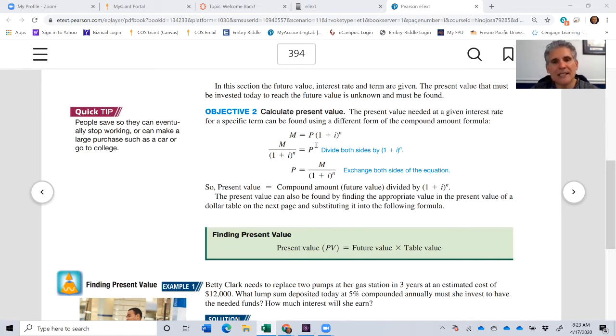M equals P times (1 plus i) to the power of n. Now the present value really is the principal. The P is the principal, right? If we modify this formula so that we solve for P, P equals M over (1 plus i) to the power of n. That is what we can use to solve for present value. M would be the future value, P would be the present value.